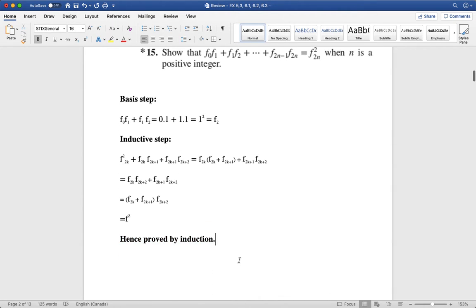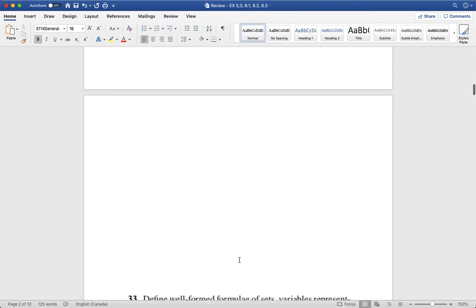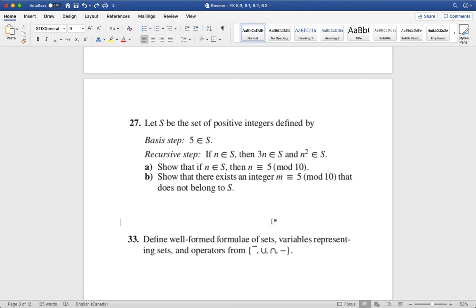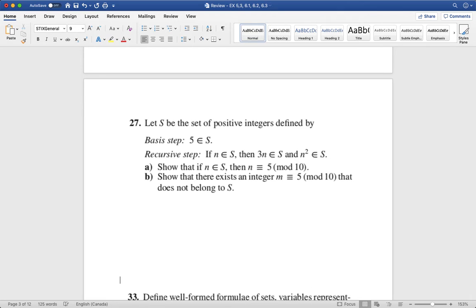All right. Let's take another question from this exercise, which is question number 27. Let S be the set of positive integers defined by a basis step. So we have the proper induction here, and we have to show that if n belongs to S, where S is the set of positive integers, then 3n belongs to S and n squared belongs to S. So let's do part A.